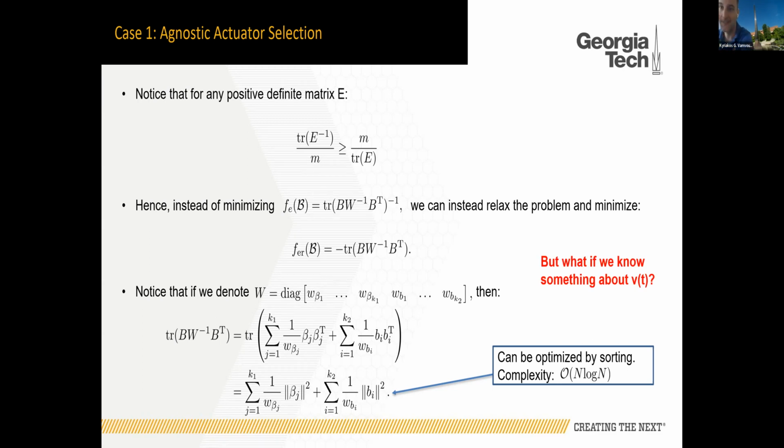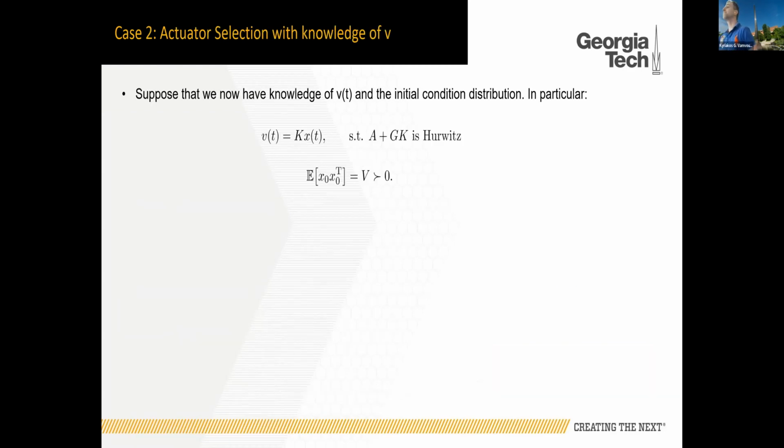Let's see now what happens if I know something about my V. Let's say that I have some knowledge about the V and the initial condition distribution. In particular, let's say it's feedback. So its feedback K is a constant gain that can be selected by your favorite control technique, for example LQR and so forth. Of course, I want to guarantee that every time I pick my K, the eigenvalues of the closed loop system are stable, or in other words, A plus BK is stable.